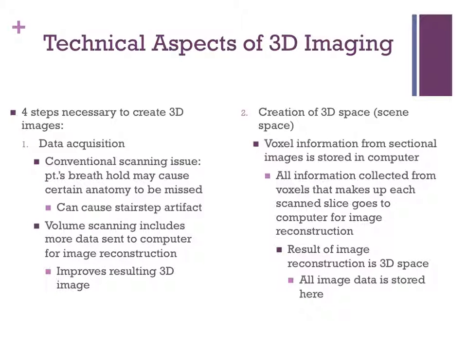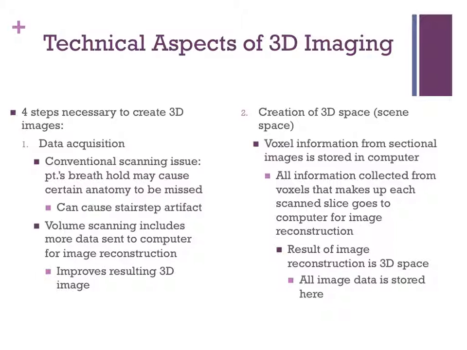3D imaging can refer to the categories of operations, which includes pre-processing, visualization, manipulation, and analysis. Four steps are needed to create 3D images. These four steps vary depending on which imaging modality is used to acquire the data. But we will describe each step using CT as the data acquisition method at hand.